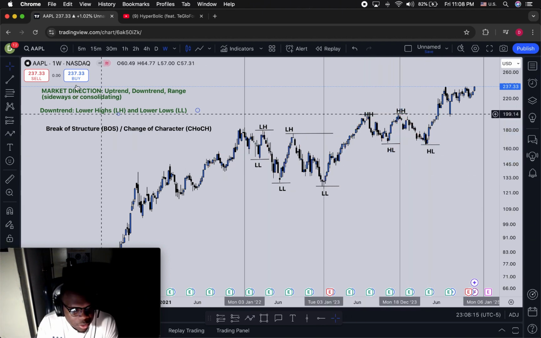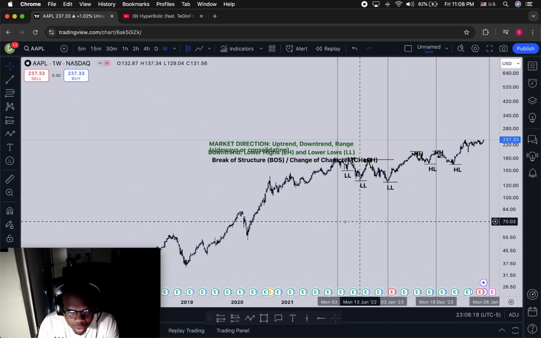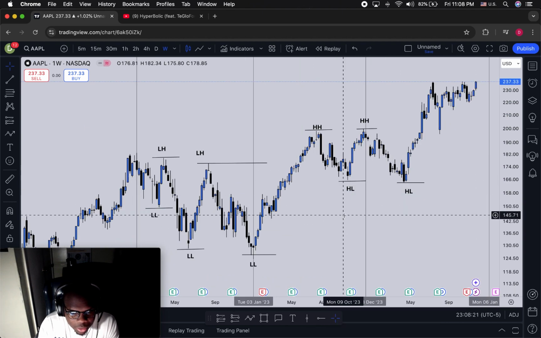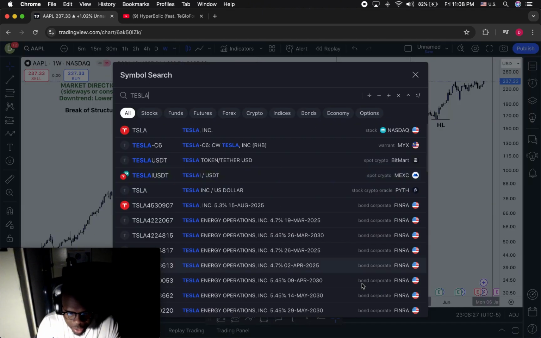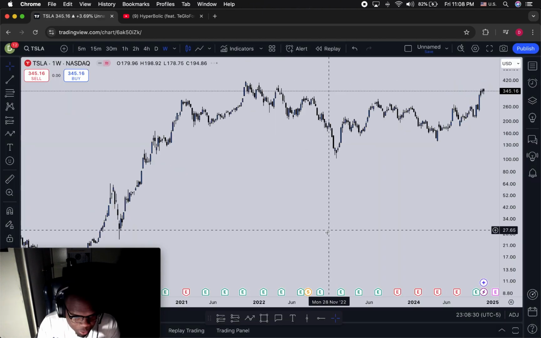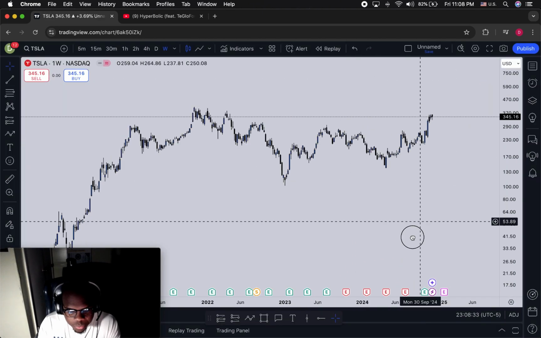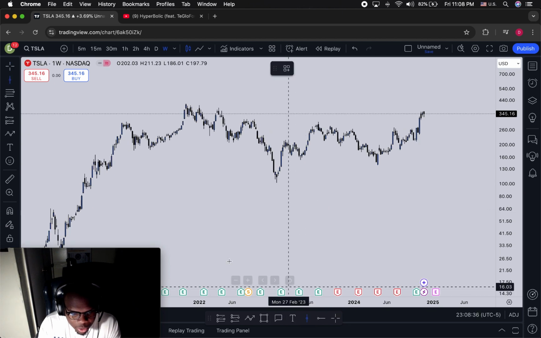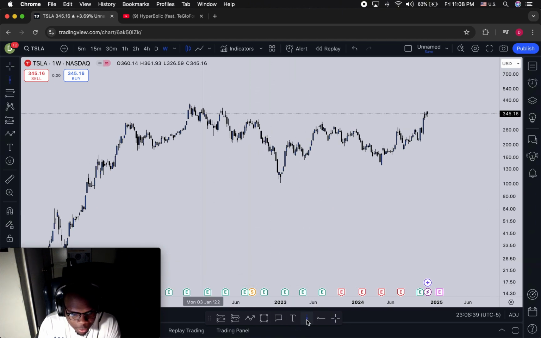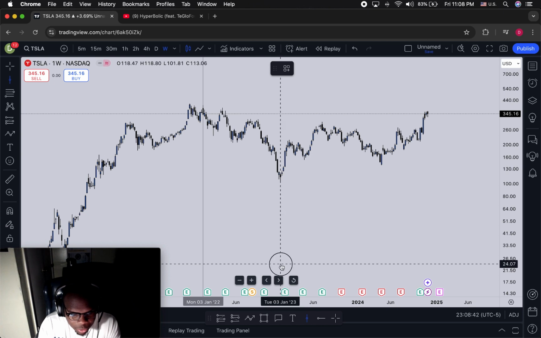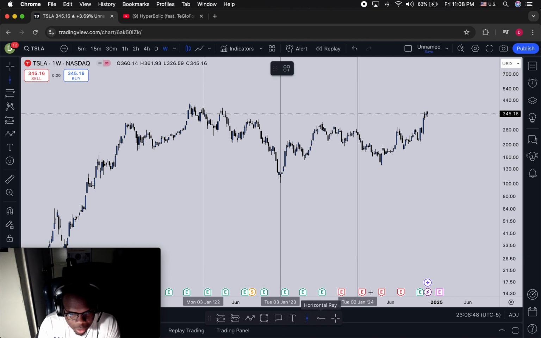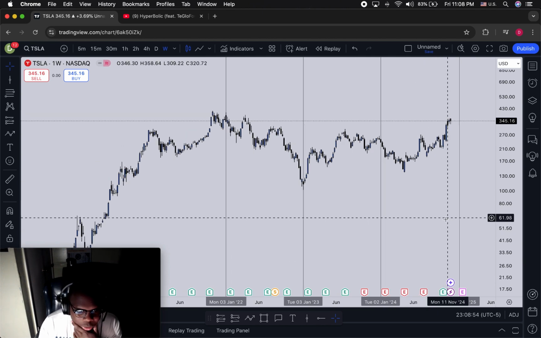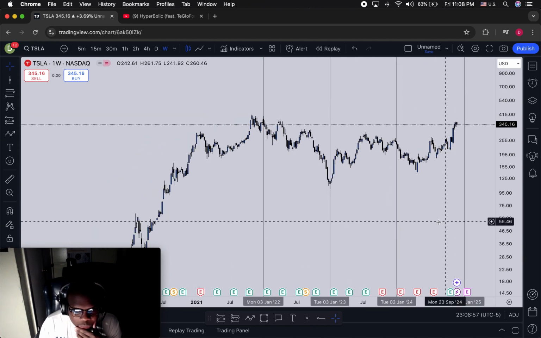Next example is going to be a range, right? Let's see if I can find a range for us here. On Apple, let's check Tesla out. Does Tesla have a range for us? A range is when, oh wow, it's ranging right now. Look at that, perfect. So let me draw out our years here. 2022, January 3rd. 2023, January 3rd. 2024, January 2nd. And 2025, why not, January 6th. Okay, we have a range. We do have a range right here.